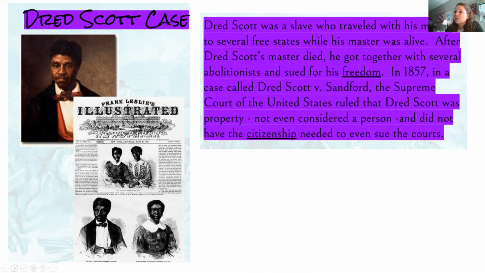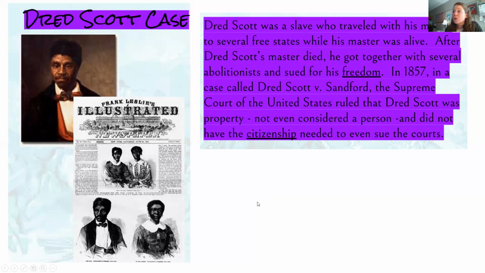Dred Scott was a slave who traveled with his master to several free states while his master was alive. After Dred Scott's master died, he got together with several abolitionists and sued for his freedom. In 1857, in a case called Dred Scott versus Sanford, the Supreme Court of the United States ruled that Dred Scott was not a citizen, that he was actually property. And not being a citizen means that he didn't have the right to sue for anything, much less his freedom.